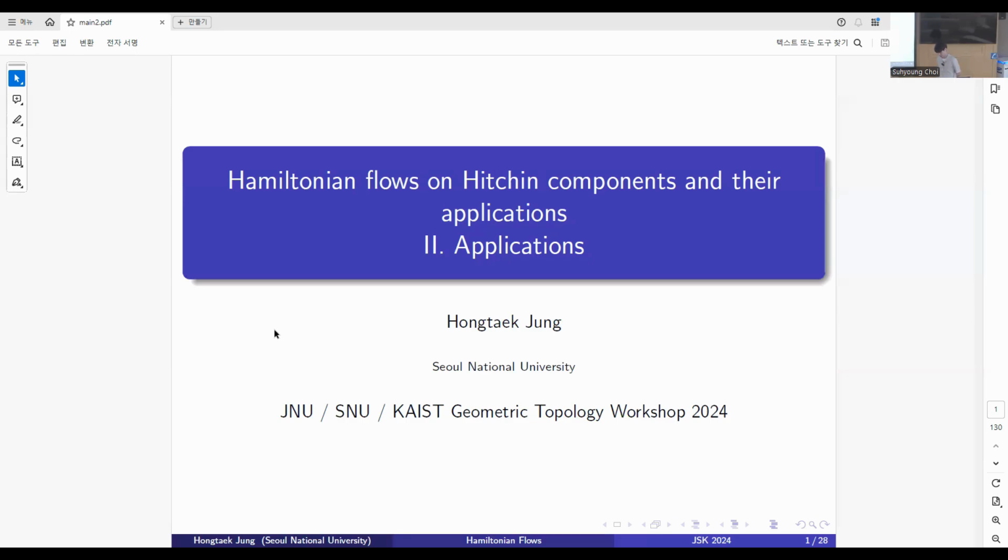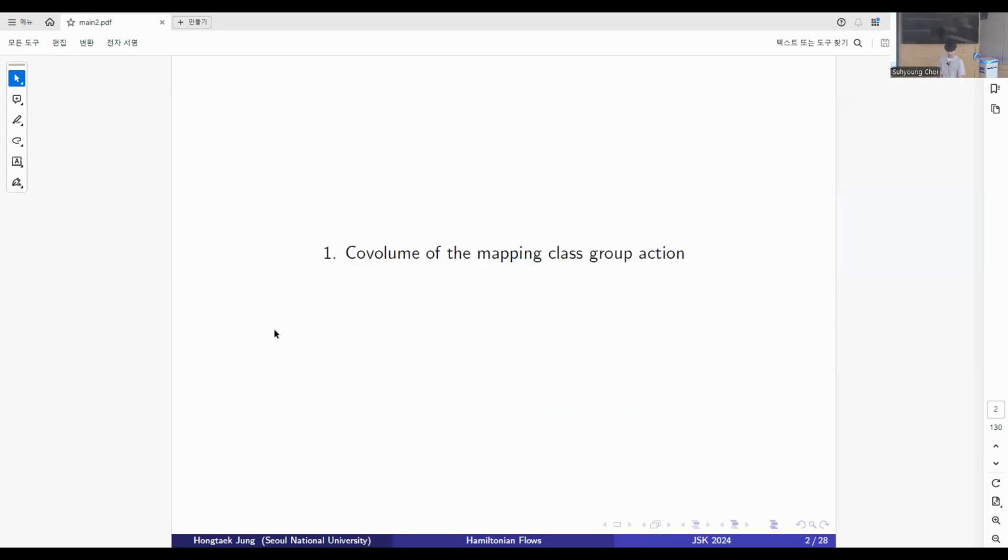One is about the covolume of the mapping class group action on the Hitchin component, and the other one is the strong denseness of Hitchin representations. So the first application is about this mapping class group action.